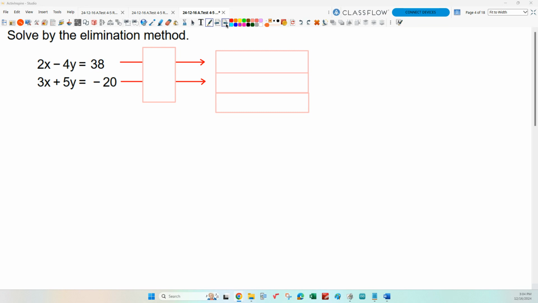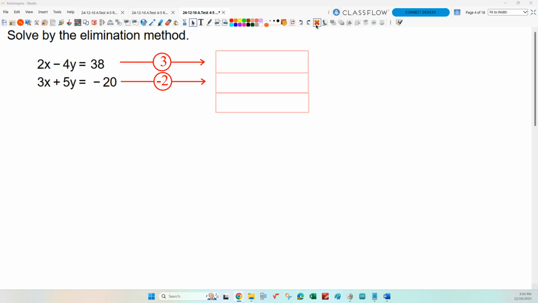Okay, so raise hands here. Somebody help me out. What would be one way to get rid of x's? Jalen, what could I do? Multiply the top by 3 and bottom by -2. Perfect. Okay, I want to get opposite numbers of x's. So if I multiply the top by 3 and the bottom by -2, that's going to work great, because that's going to give me a positive 6x on the top and a negative 6x on the bottom, and those would cancel, right?